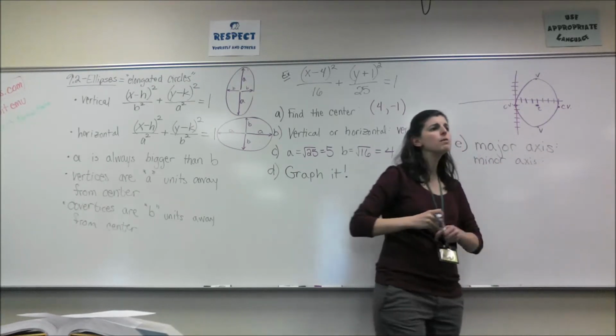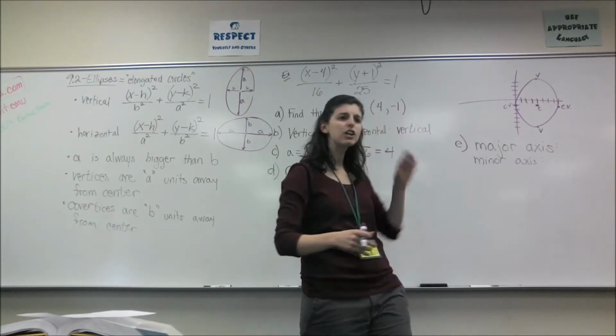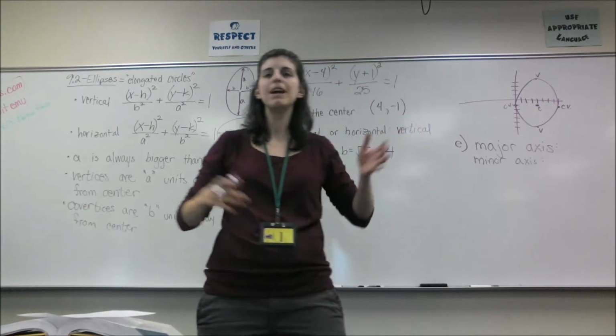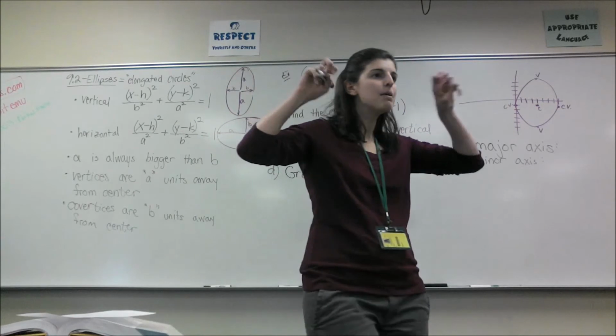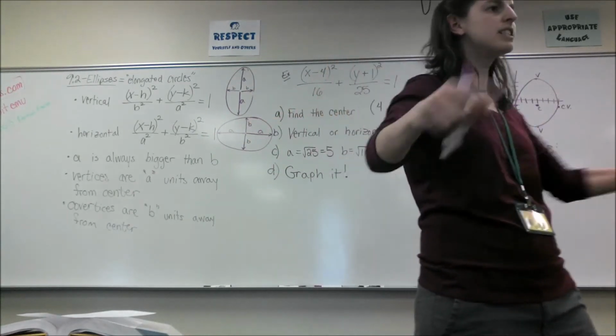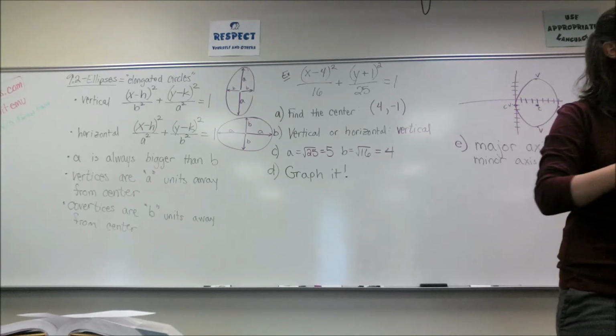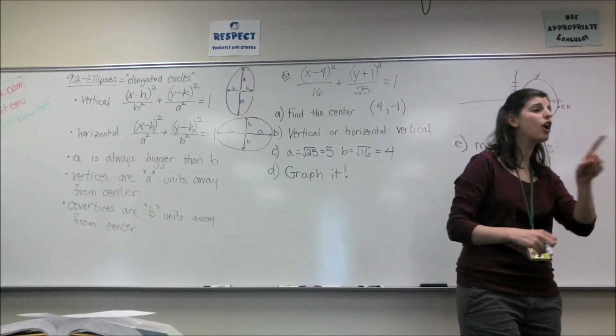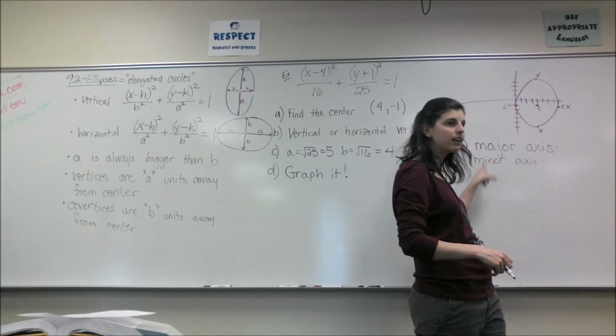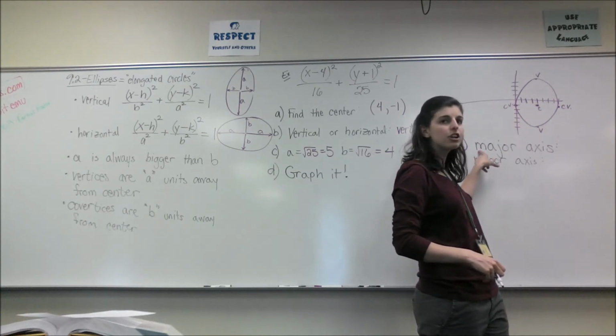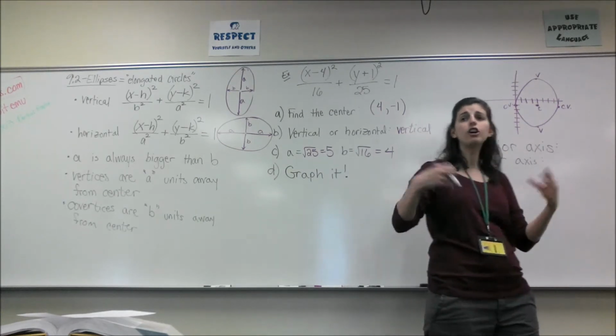Okay, on your formula sheet it says to multiply the A value by 2 to find the major axis. Well, the major axis is like the diameter of the ellipse. What's the diameter of a circle? What does it mean? All the way across. So you're going to go all the way across the ellipse in the longest direction. Major, bigger than minor, right?